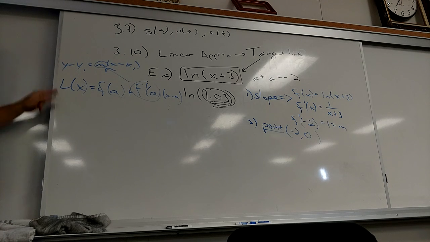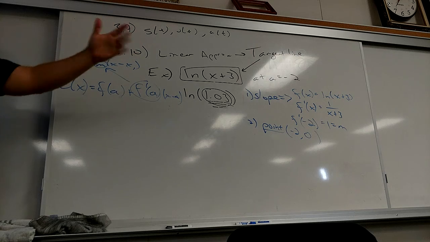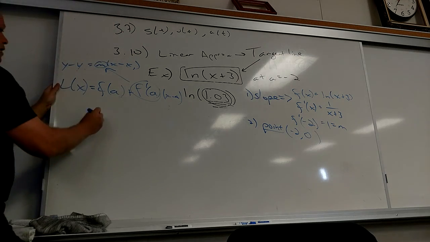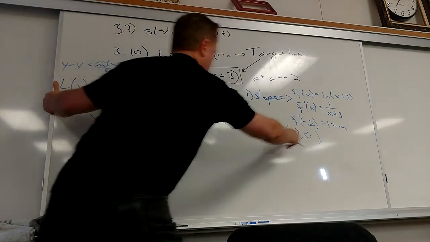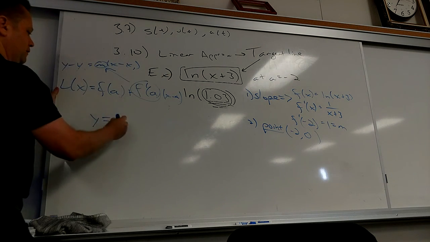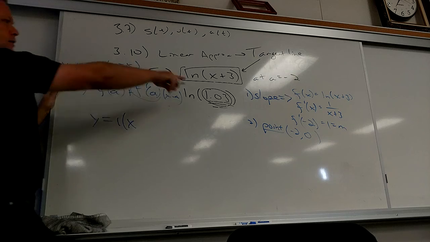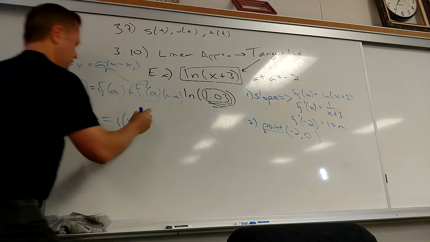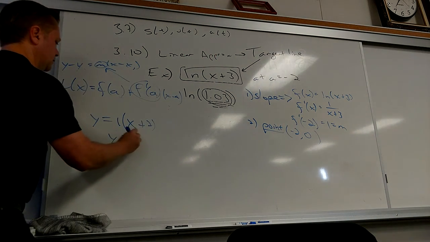That's why. This makes it look like it's all brand new. No, it's also old stuff. All old stuff. So now I just put the values in there. So I get y minus 0 equals m times x minus negative 2. So plus 2. So y is x plus 2.